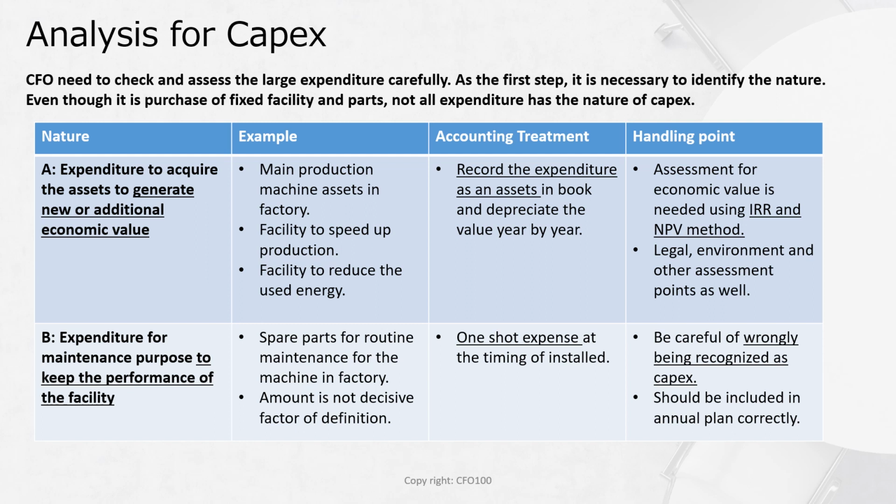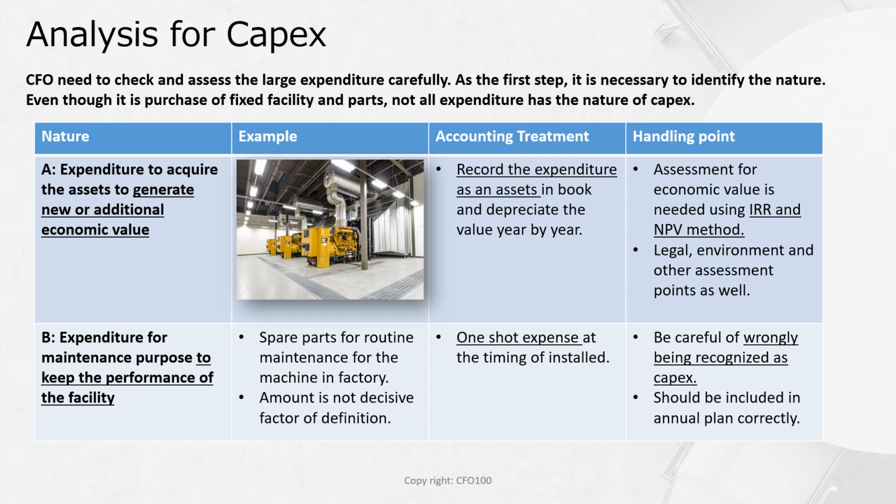The category A expenditure is to acquire the asset to generate new and additional economic value. For example, the main production machine asset in a factory, facility to speed up production, the facility to reduce the usage of energy or cost. That equipment has the nature of Capex. It is aligned with your image. For accounting treatment, you record the expenditure as an asset in the books of account and depreciate their value year by year.